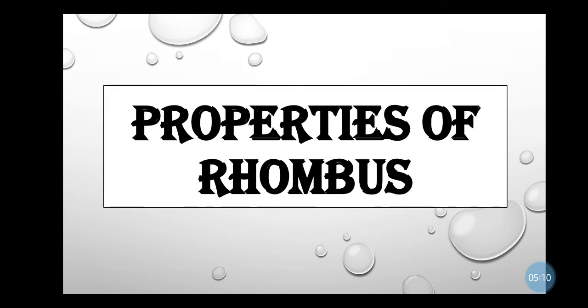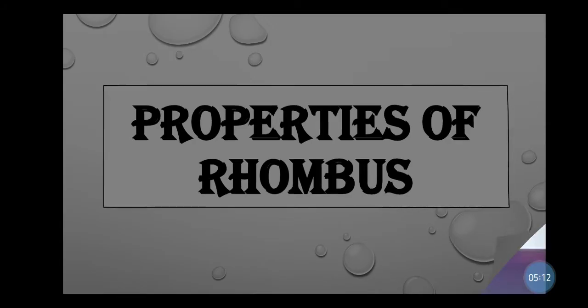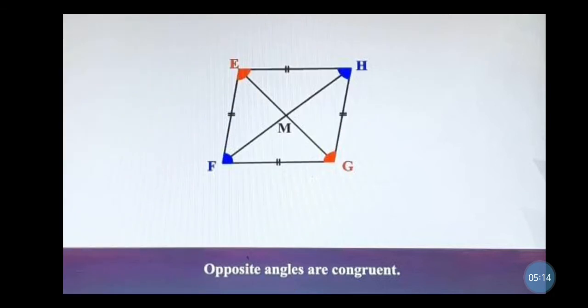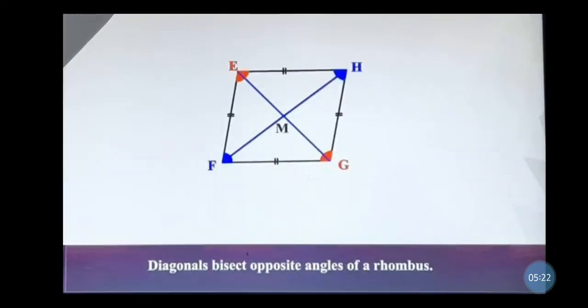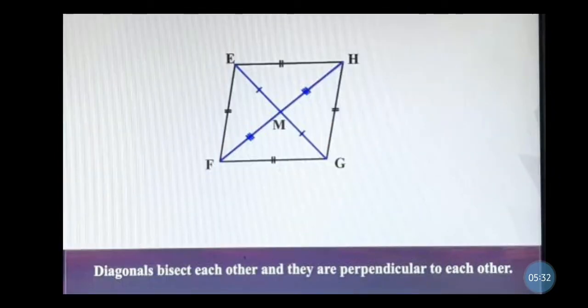From this, we learn the properties of a rhombus, that is, opposite angles are congruent. Angle E is congruent to angle G and angle F is congruent to angle H. Diagonals bisect opposite angles of a rhombus. That means they divide the angles into equal parts. Diagonals bisect each other and they are perpendicular to each other.